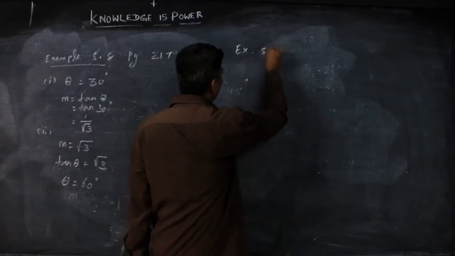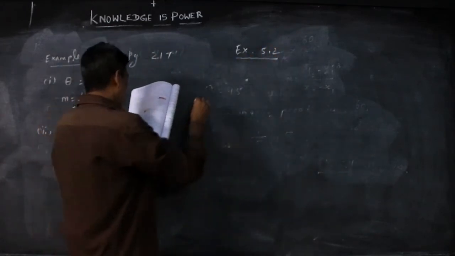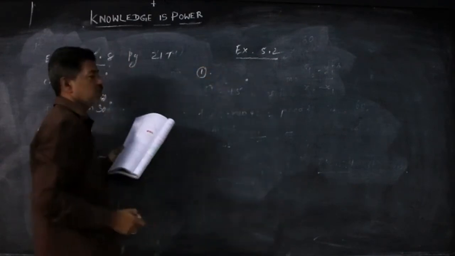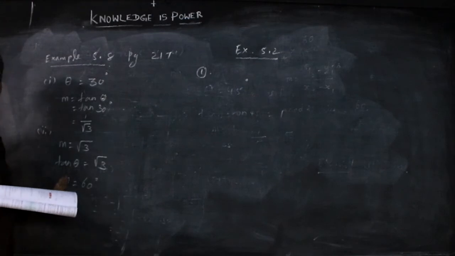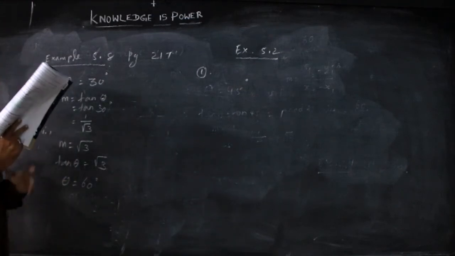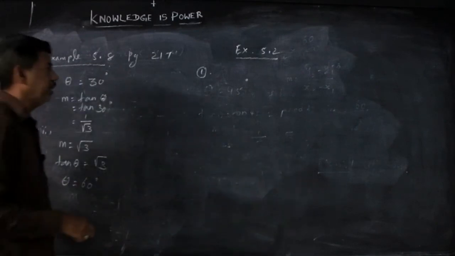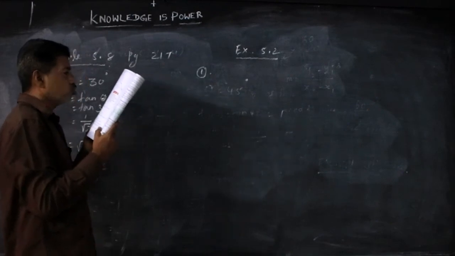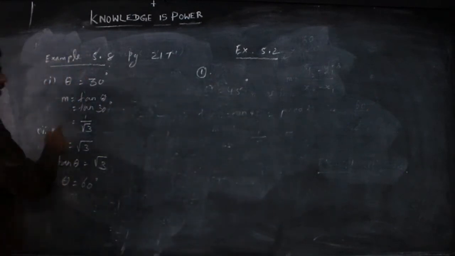Exercise 5.2. Okay, question number 1. What is the slope of a line whose inclination with positive direction of x axis is 90 degree and 0 degree? Okay, what is the slope? What is the slope means m, you have to find out.